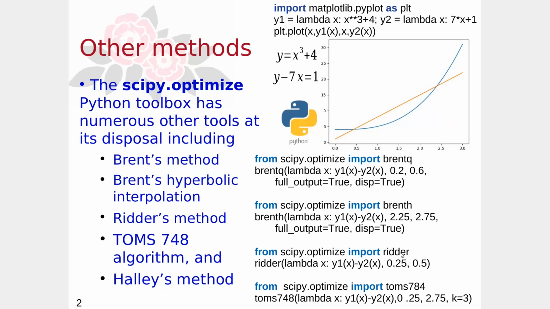Again, Ridder's is exactly the same, and the TOMS algorithm is exactly the same. The only thing is you need to provide a k value. That's just the order of, I think it's the derivative, but more about that in the workshop sessions.